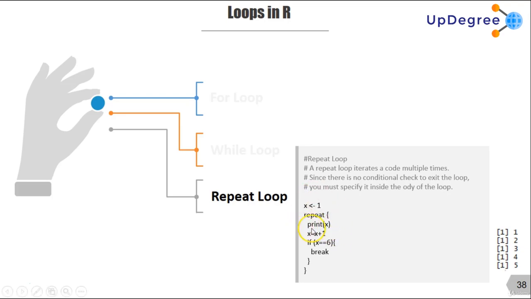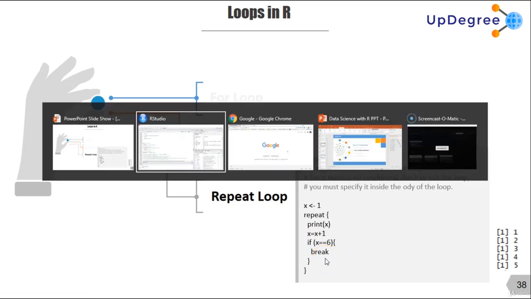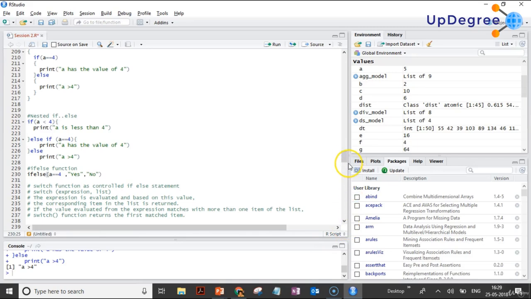So you keep on doing all those things, and then in the end of the loop, before exiting, you check the condition. Before it satisfies this condition, you give the output 1, 2, 3, 4, 5, and then you increase x by 1, and then it becomes x equal to 6, and then you break from the loop. So let's quickly do it in R.